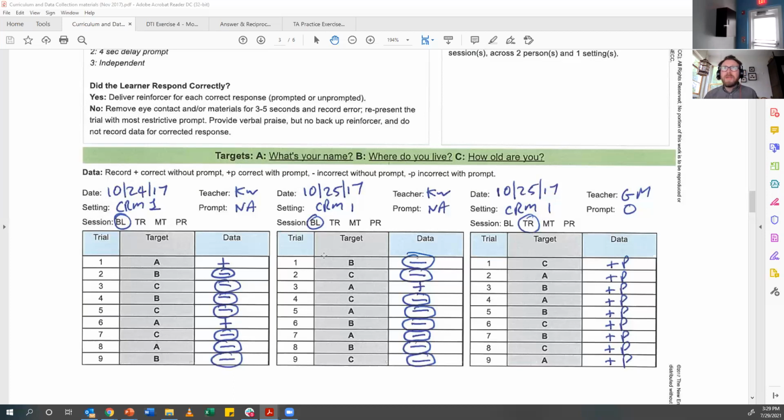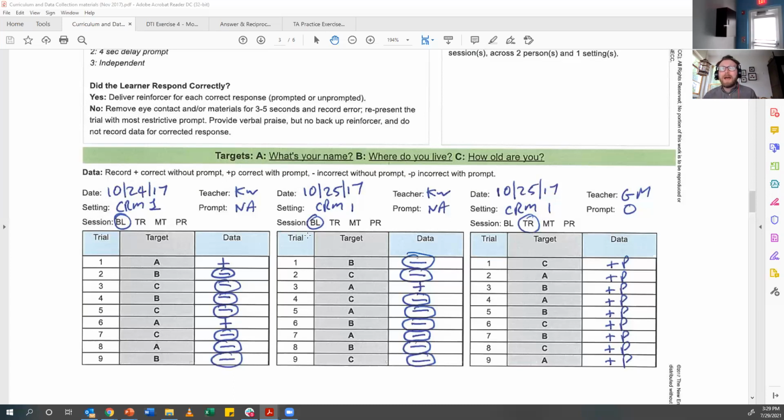Okay, now in some cases you might run 1 baseline session, in some cases 2 baseline sessions, in some cases 3 baseline sessions. You guys will decide what works best for your classroom, your students, your procedures. For this student, we're going to run 2 baseline sessions. Okay, baseline 1, he got 2 out of 9. Baseline 2 is the middle data block here, okay? It was implemented on October 25th, again by teacher KW, again in classroom 1. No prompt is listed, NA, because again, it's another baseline session. You can see that we circled BL for baseline.